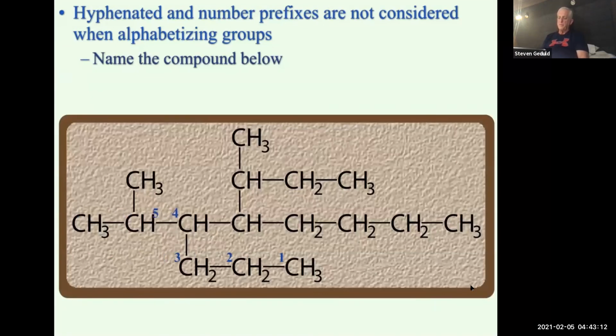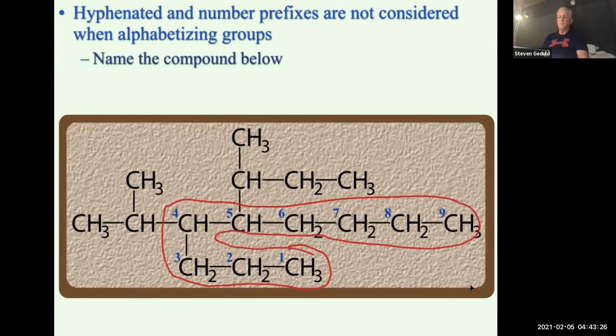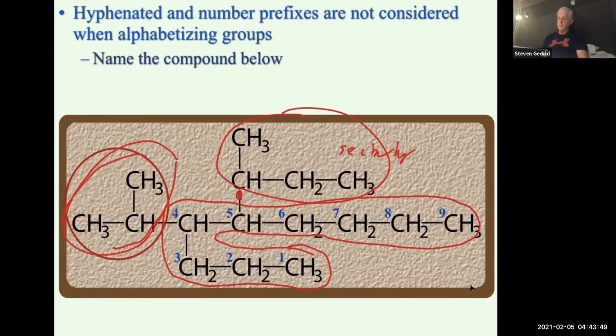So we'll finish up on this one here. But you see the nine carbons. Okay. So here's your longest carbon chain. This is a substituent group. This is a substituent group. This is sec-butyl. Okay, 4 carbons, and you attach to the secondary carbon with the hydrogen that was removed. And this is isopropyl, 3 carbons. So it's number 4 isopropyl, 5 sec-butyl.